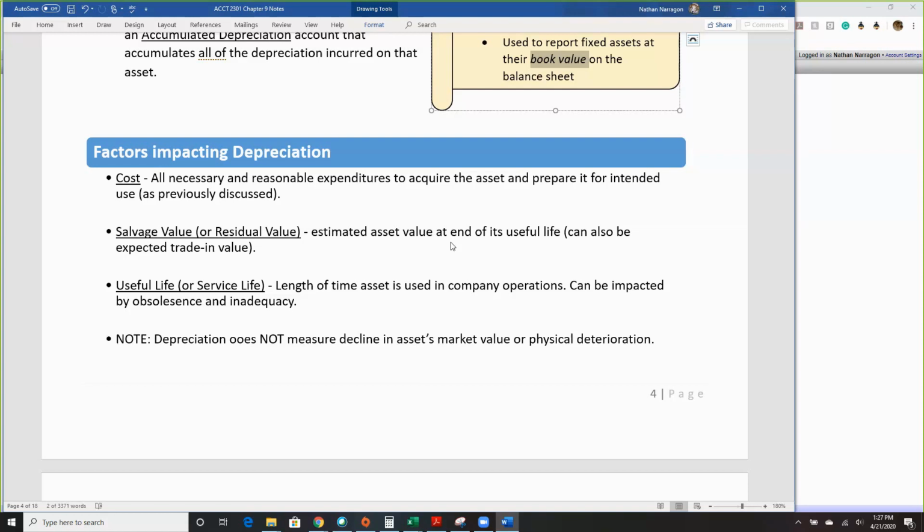Again, with these though, depreciation does not measure the decline in the asset's market value. That market value can be higher, it can be lower than what we are suggesting on the books, or physical deterioration. All it is, is an allocation method.